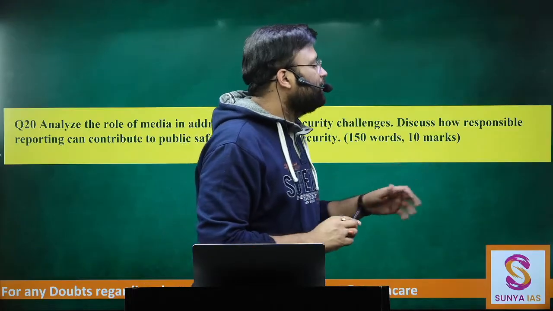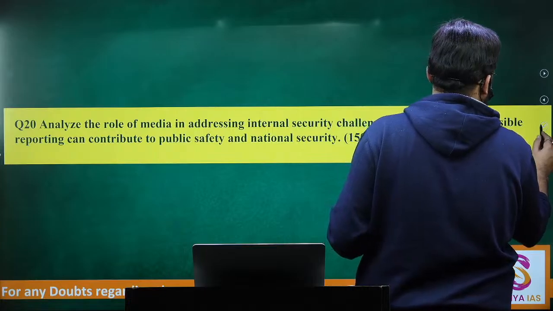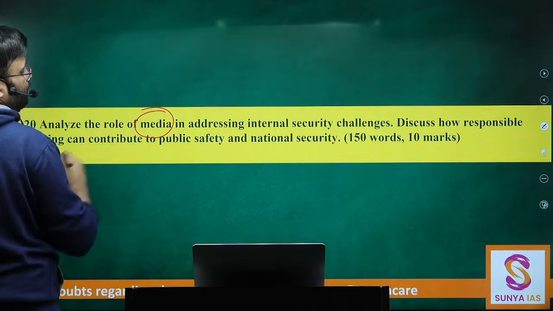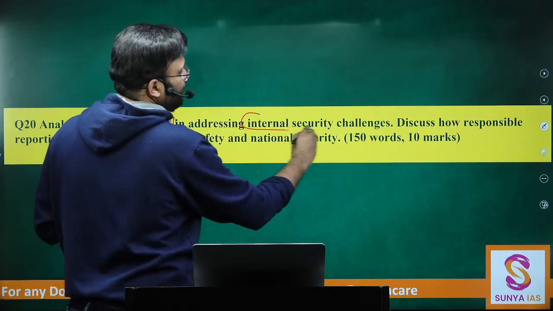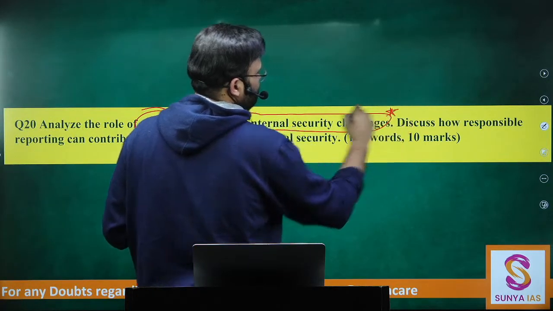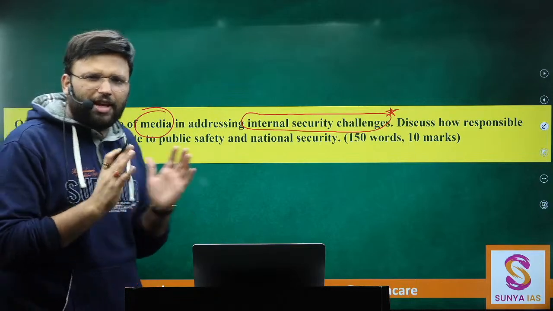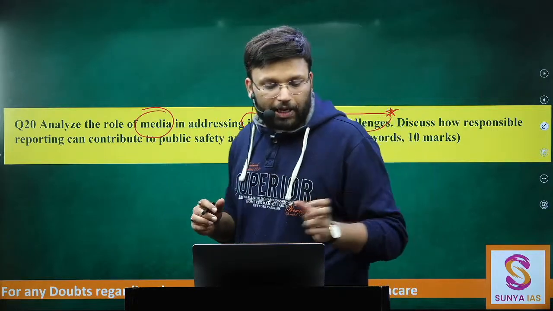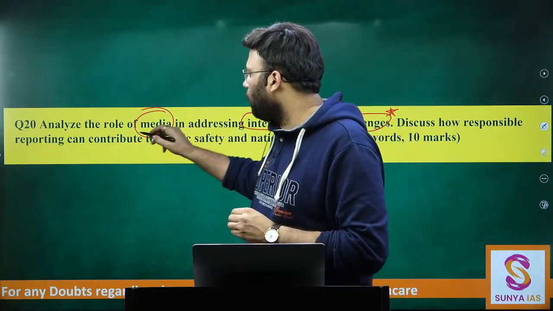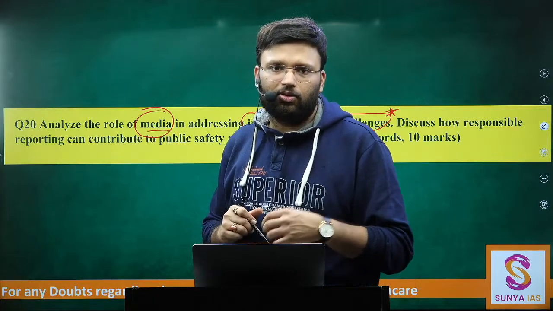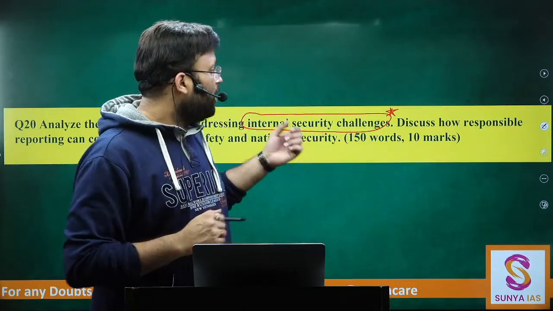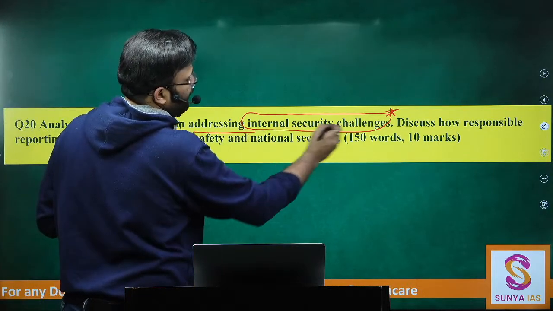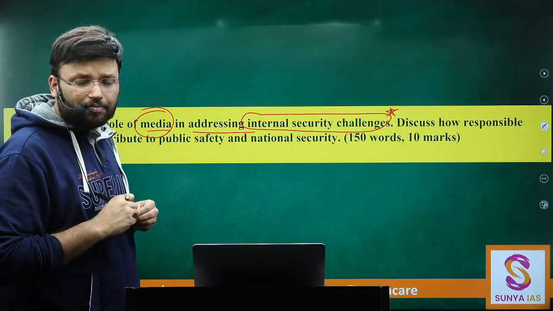Now let's look at the question. Analyze the role of media in addressing internal security challenges. So the question is very, very broad. We see that there is a specific topic in internal security which talks about how the media is creating different kinds of challenges. But the question is asking: analyze the role of media in addressing internal security challenges.